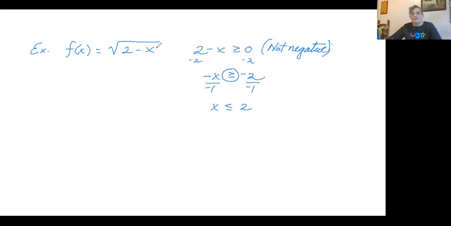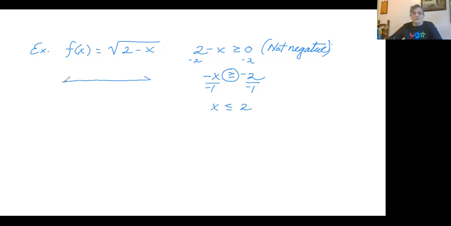Now this makes sense, because if we let x be 2, this would be 2 minus 2 is 0. If x was a number smaller than 2, say 0, this would be the square root of 2 minus 0, which would just be the square root of 2, which is irrational, but it is a real number. As long as we don't get a negative in here, we're okay.